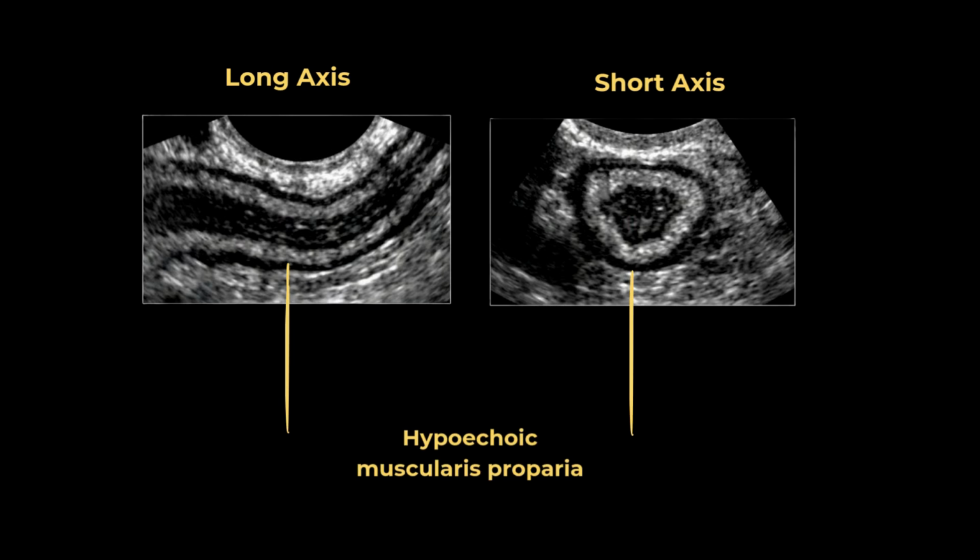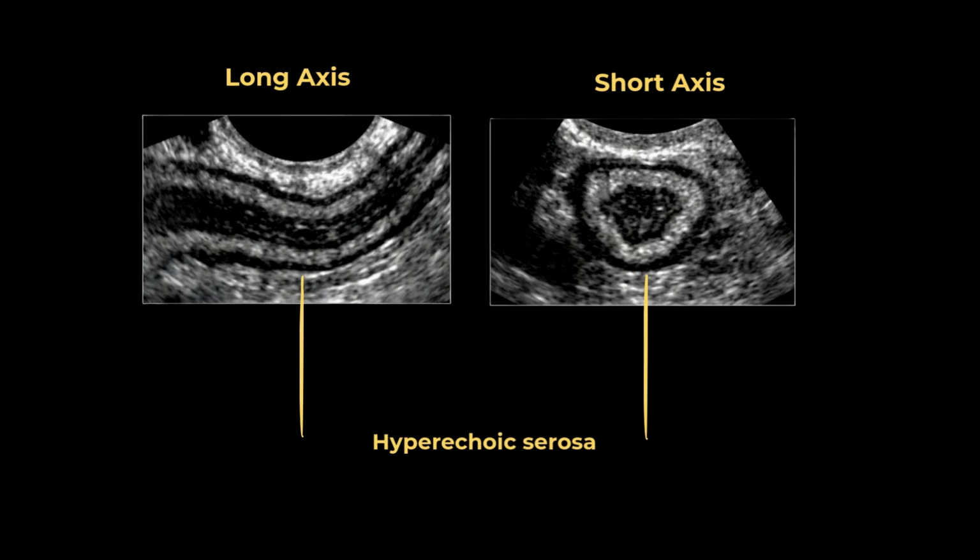The fourth layer is the muscularis propria. It appears hypoechoic and dark. This is the main muscle layer, and it becomes significantly thickened in appendicitis. The fifth layer is the serosa. It appears echogenic and forms the thin outer skin of the appendix.